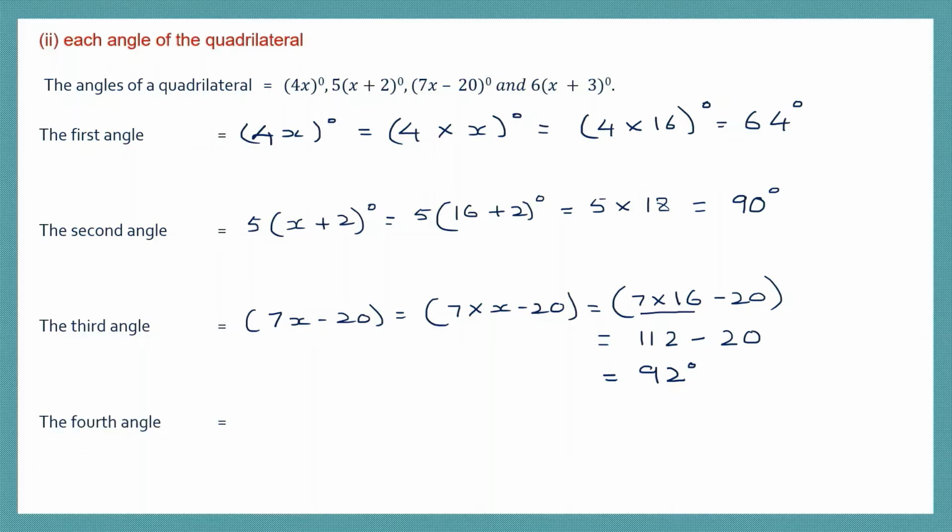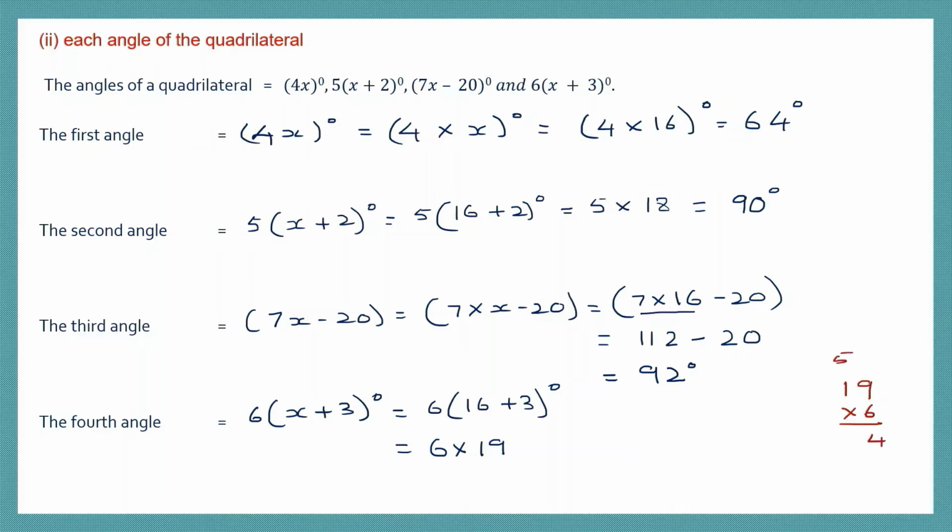The fourth angle given to us is 6 into x plus 3 degrees. Now x was 16, so it is equal to 6 into 16 plus 3, which is 19. So let's multiply 19 into 6. 6 nines are 54, carry 5. 6 ones are 6, plus 5 is 11, so 114. So the fourth angle is 114 degrees.